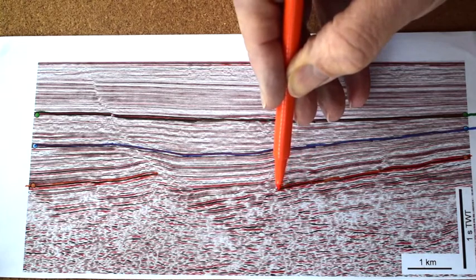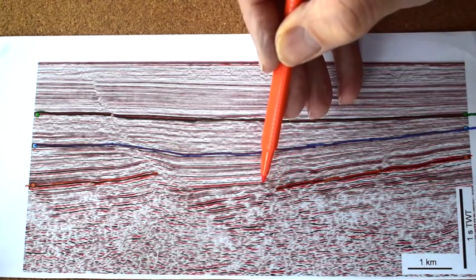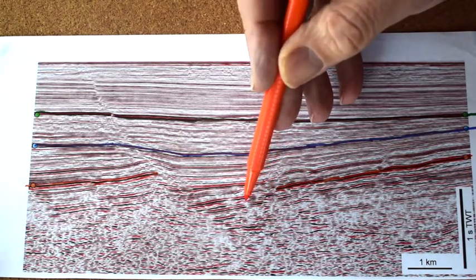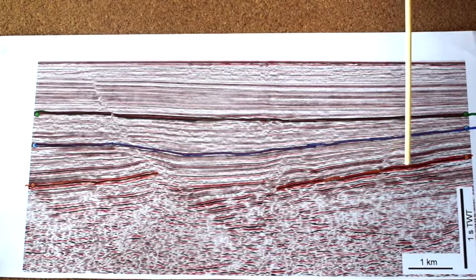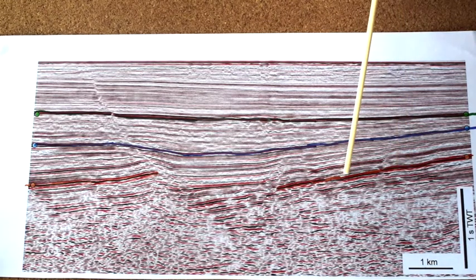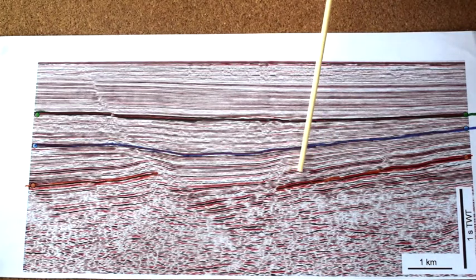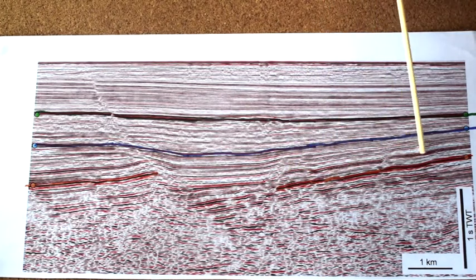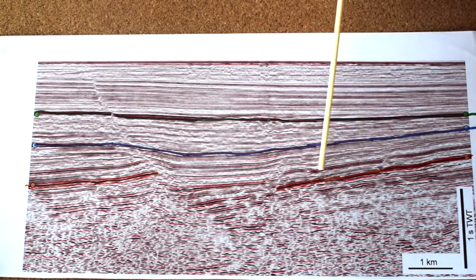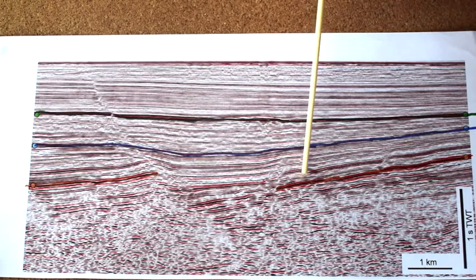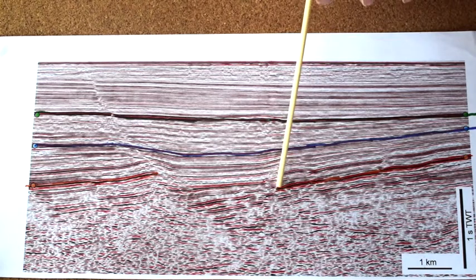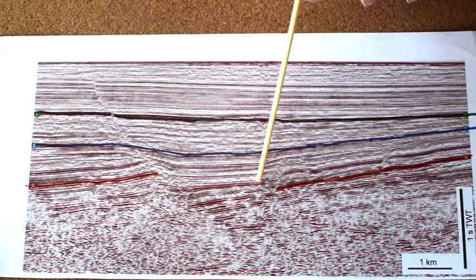Okay, now we have a choice. Does it go up to here or does it go down to here? Let's think about this a little bit. Well, let's just step out, because you can see that just above the orange reflector that we just picked, there's another prominent amplitude feature that's parallel to it, that shows the same wiggles as we go along. And so in other words, there's a package of strata in here of that thickness that we can find to find the orange reflector.